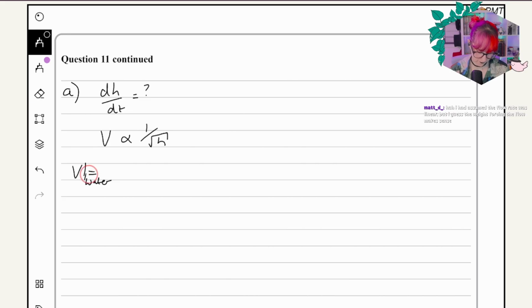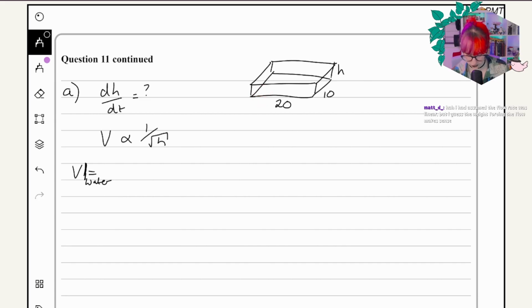The volume of the water. So what we have here is base times height. So it was what? 20 by 10 by h. So the volume of the water is 20 times 10 times h, or 200h.